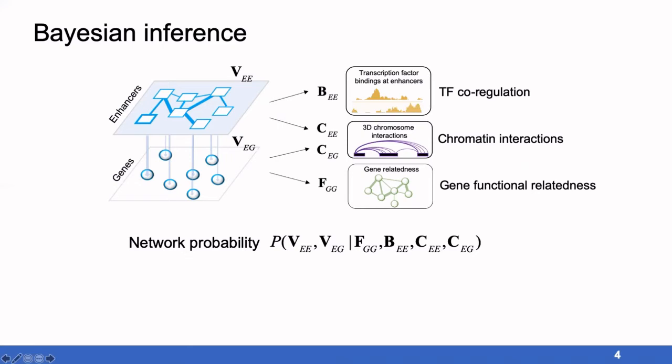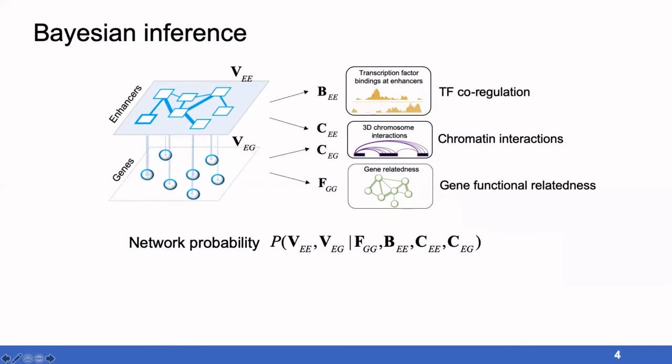In the top layer, we assume there are functional interactions between enhancers. And in the downstream, they are regulating their target genes. Not necessarily one enhancer regulating one gene, it can be multiple genes. For the top layer, our observations are transcription factor binding signals, and also the enhancer physical interactions from ChIA-PET or Hi-C data.